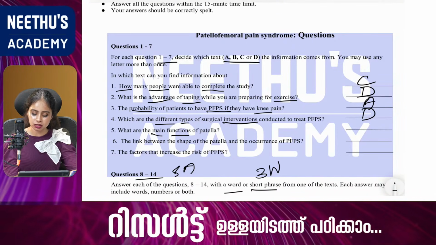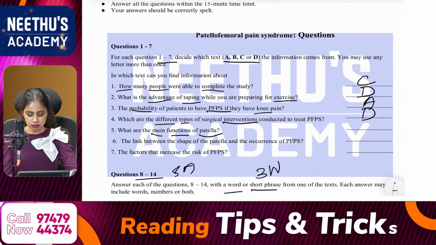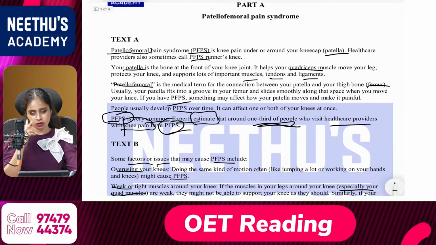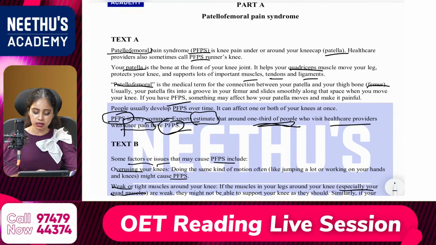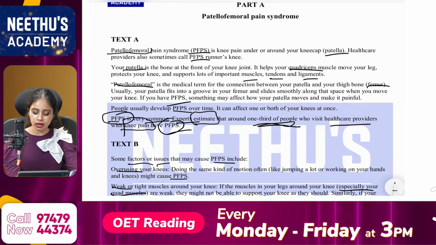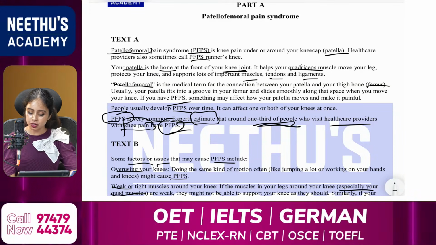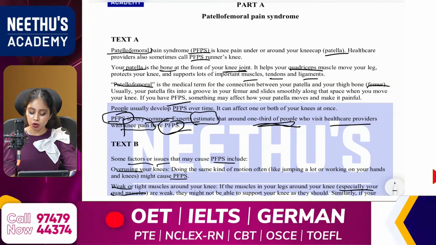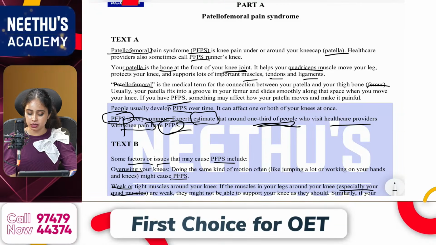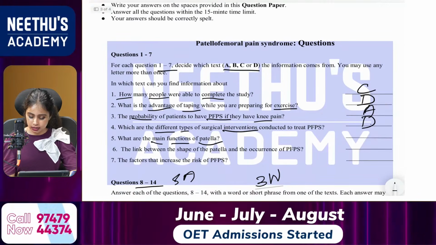So what are the main functions? My keywords: main, functions, and patella. My answer is from text A. From my memory, I have seen that patella is mentioned in text A. See the second point, your patella is the bone at the front of your knee joint. It helps your quadriceps muscle move your leg, protects your knee, and supports a lot of important muscles, tendons, and ligaments. So the answer is from text A.